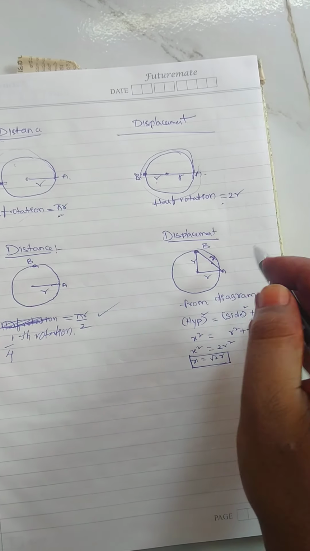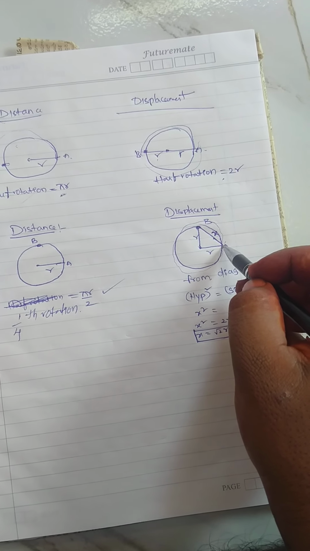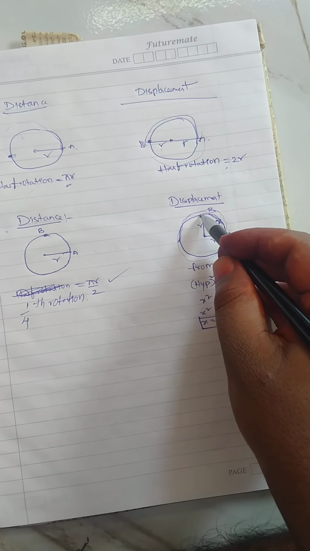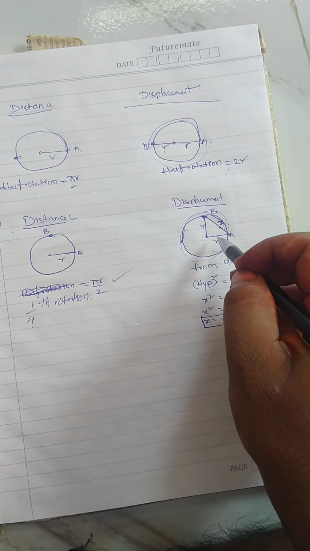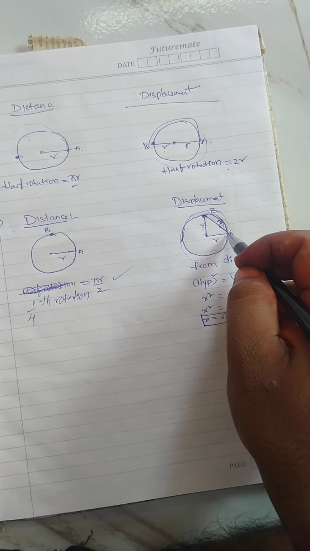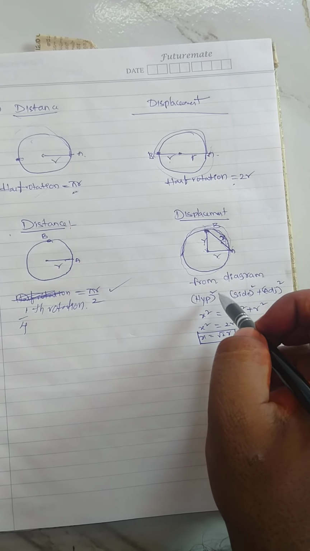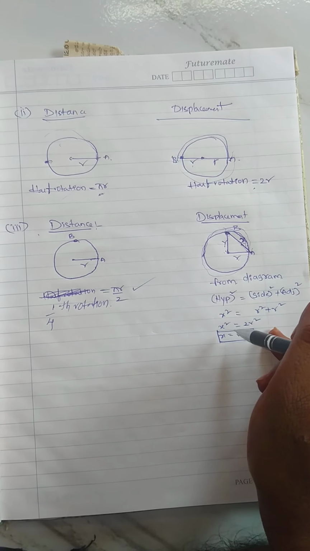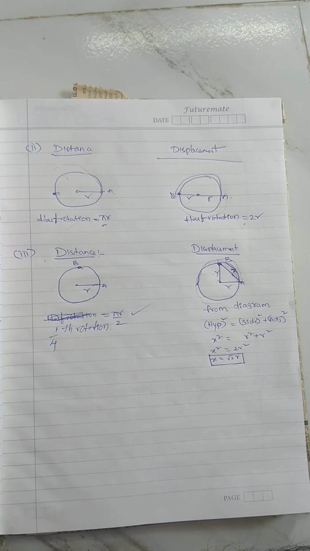Then for displacement: for one complete rotation, the particle moves along a circle of radius r and reaches the same position. For a half rotation, it moves from here to here. For 1/4 rotation, it moves from here to here. From the center to each point the radius should be constant, but we don't know this straight-line distance; we want to calculate it. It forms a right angle triangle. From this diagram, hypotenuse squared equals side squared plus adjacent side squared, so x squared equals r squared plus r squared, x squared equals 2r squared, and x equals root 2 r.